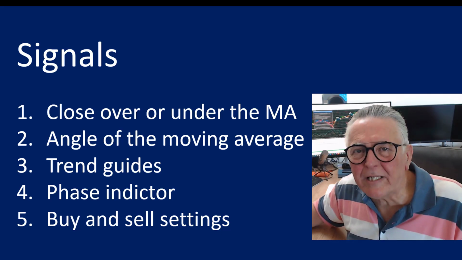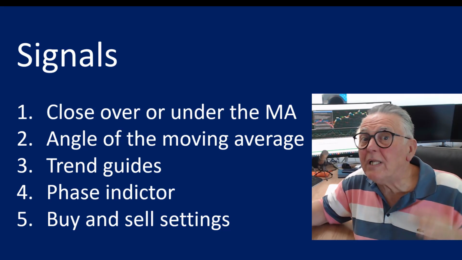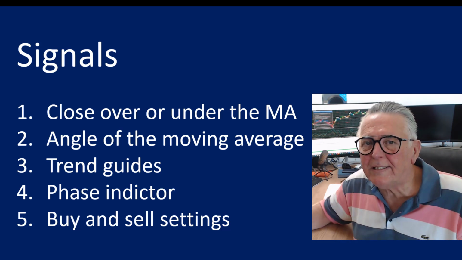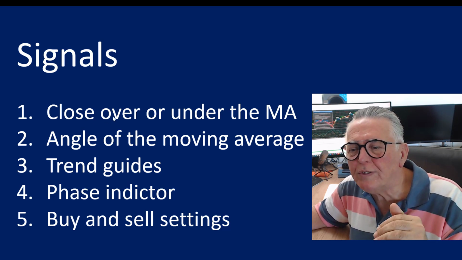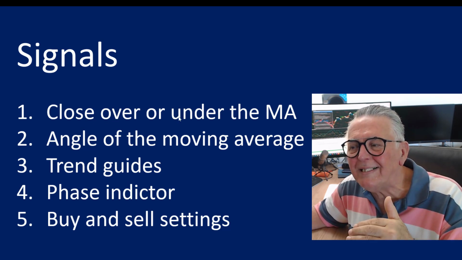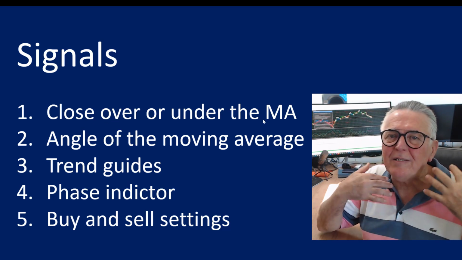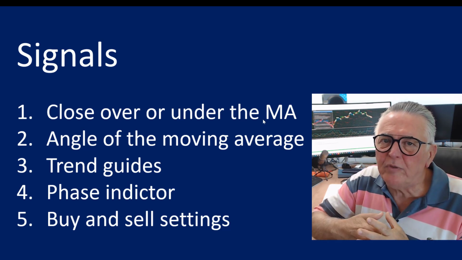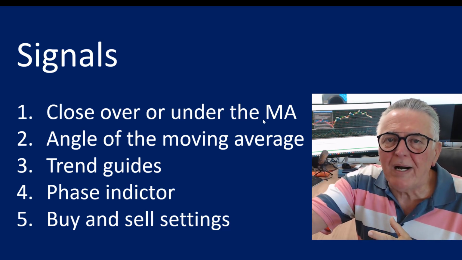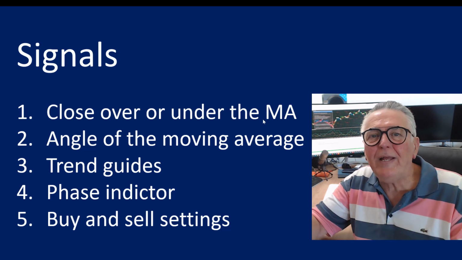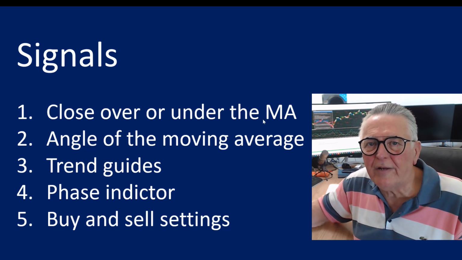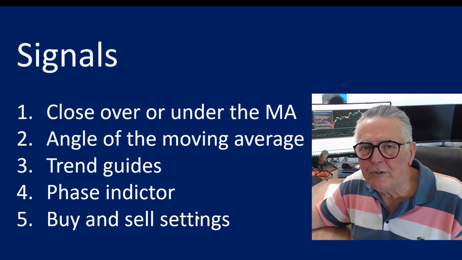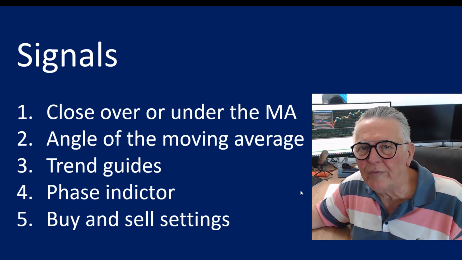So let's have a look at the signals that you get from moving averages. Now there are many, but I'm just highlighting the main ones. Firstly, when the price closes over or under the moving average, then it's showing that the price is moving into a new phase, either into a buy phase or a sell phase, and that would constitute a trading signal. And let's go and have a look at that one. I've already mentioned it and shown you, but let's have a look at it on the chart.